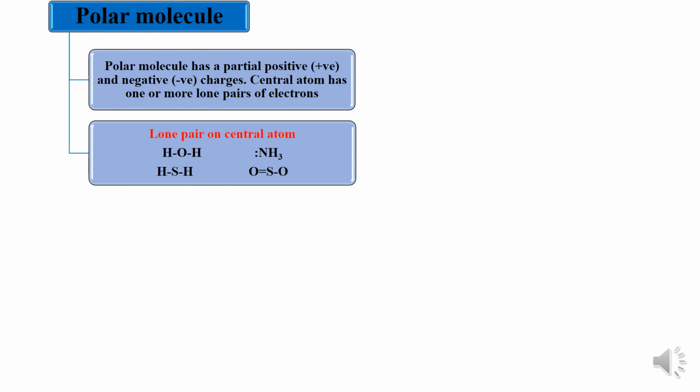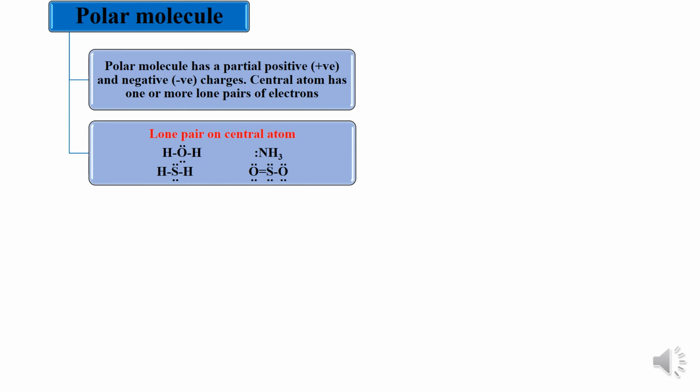So in case of a triatomic molecule, if it has to be polar in nature, you find a lone pair on the central atom. In case of the ammonia molecule, the central atom is the nitrogen atom, which is covalently bonded to three terminal or outside hydrogen atoms. So you find a lone pair of electrons on the nitrogen atom in case of ammonia. In case of water, you find two lone pairs on the oxygen atom. In case of hydrogen sulfide, you find two lone pairs on the sulfur atom. In case of sulfur dioxide, you find two lone pairs of electrons on the sulfur atom.